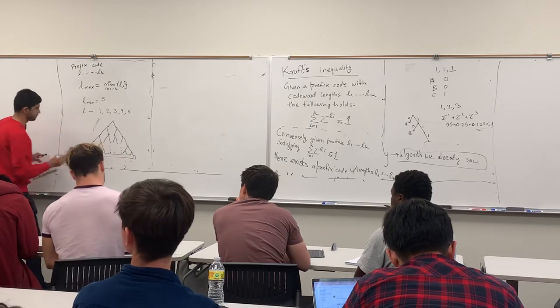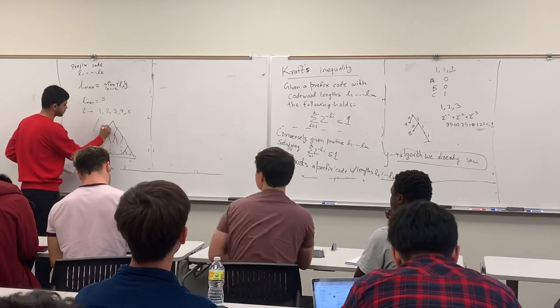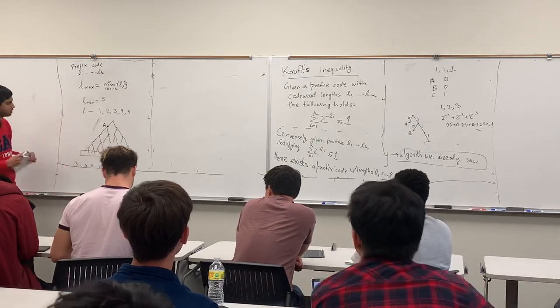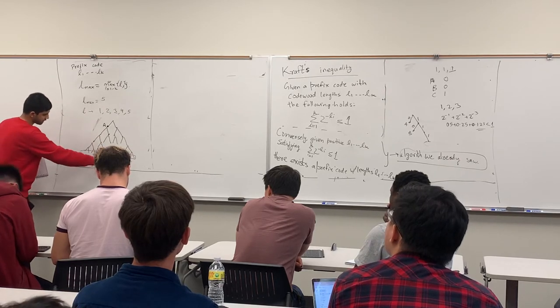So this is depth 5. Okay, now I will ask a question. So I have this code word A. How many descendants of this code word are at depth 5?